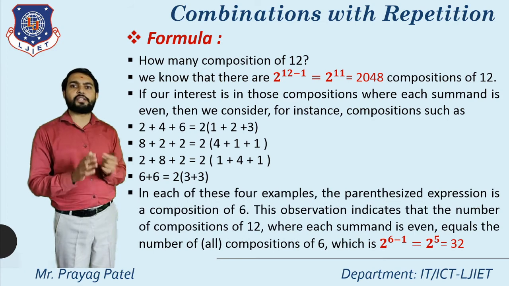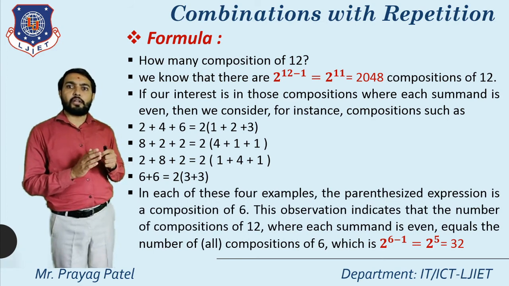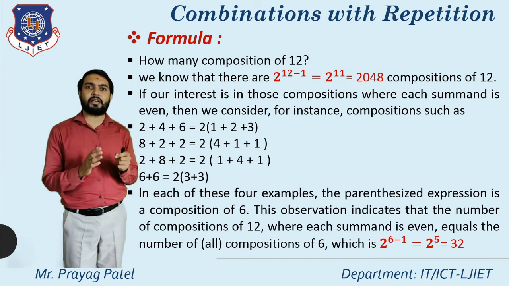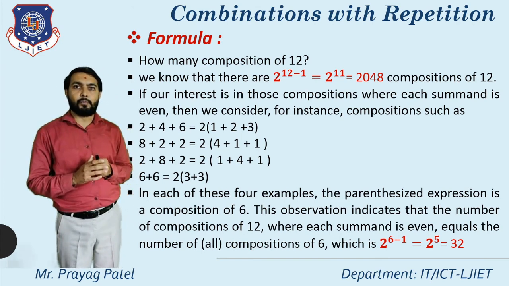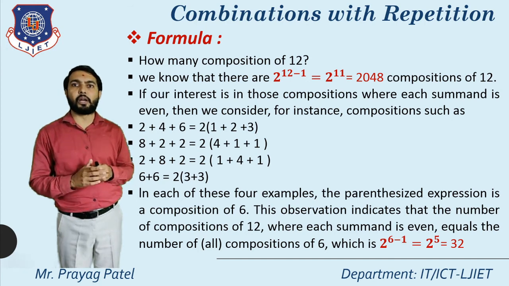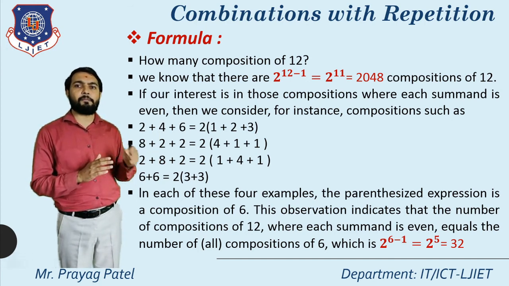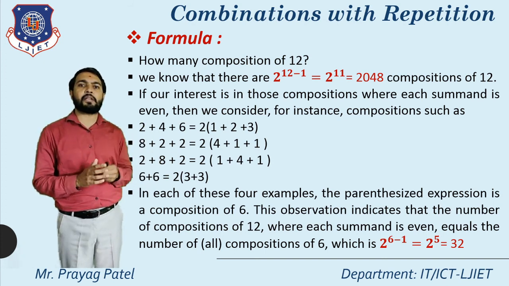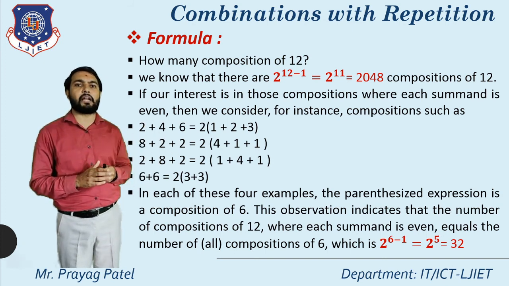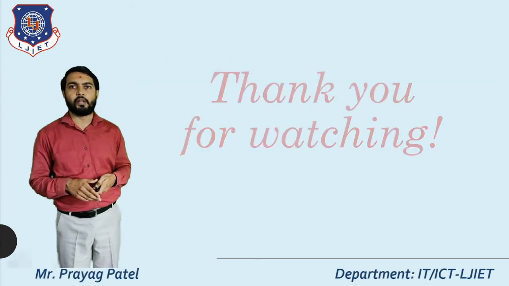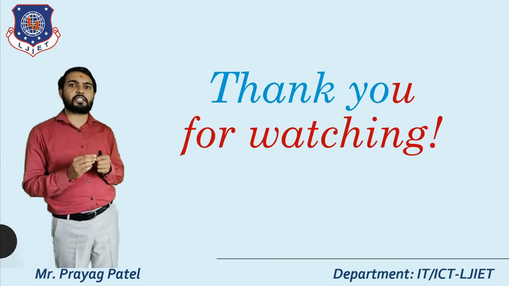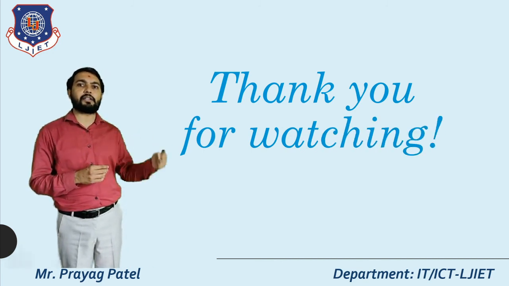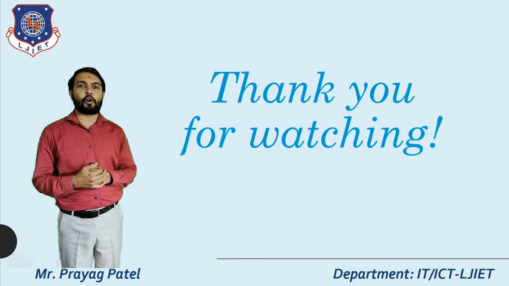Now here 2 is common. So our second part in these four equations is a composition of 6, because we want to find only even numbers. So in the compositions of 12, if we want only even summands, then this becomes a composition of 6, and the formula for compositions of 6 is 2 raised to 6 minus 1, that means 2 raised to 5, equal to 32. Now in this lecture we discussed different problems of compositions or repetition with compositions. Thank you for watching this video.